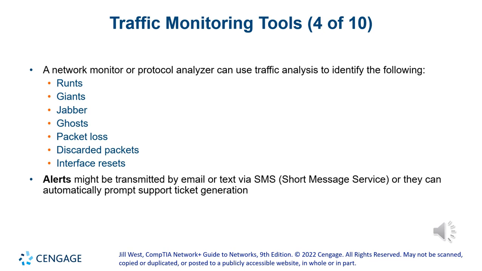Then jabbers are devices that send traffic, but it doesn't get sent correctly. It's like the signal is not right. So that's called a jabber. Something that is getting distorted, where the device is retransmitting traffic or something like that. That is called a jabber.